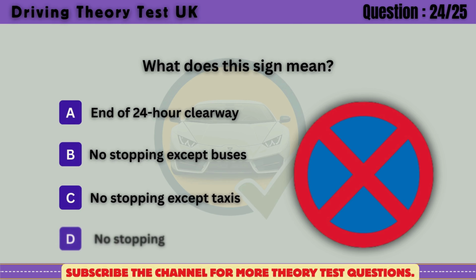Question 24. What does this sign mean? A. End of 24-hour clearway. B. No stopping except buses. C. No stopping except taxis. D. No stopping.